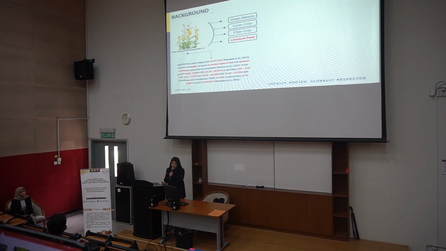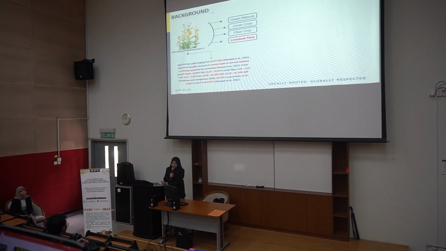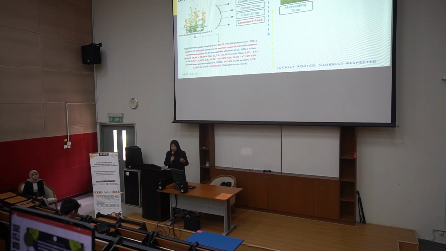But this Sunhemp has great potential as a livestock feed. As we know, Sunhemp has a high biomass yield ranging from 18 to 27 tons per hectare. There are two factors that can influence the digestibility of Sunhemp. The first is the harvesting time. Harvesting is the operation to use the parts of the plant, carried out at the time when all nutrients have developed and the edible parts have reached the appropriate degree of maturity.